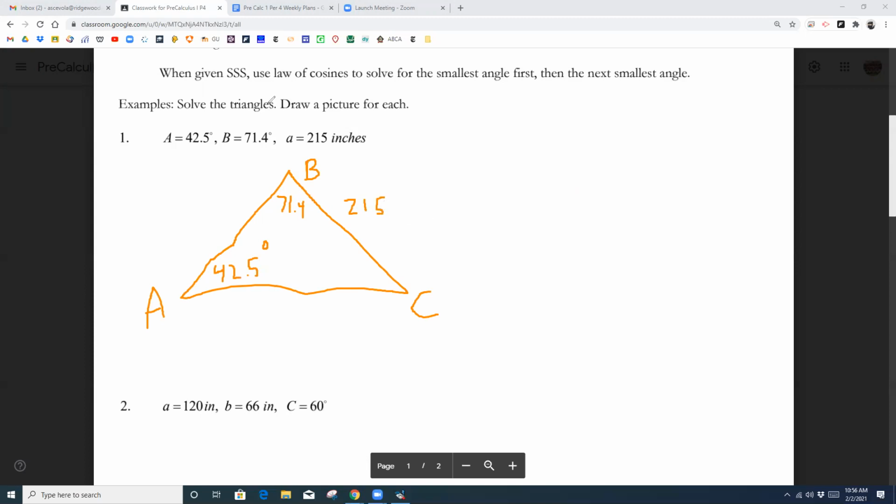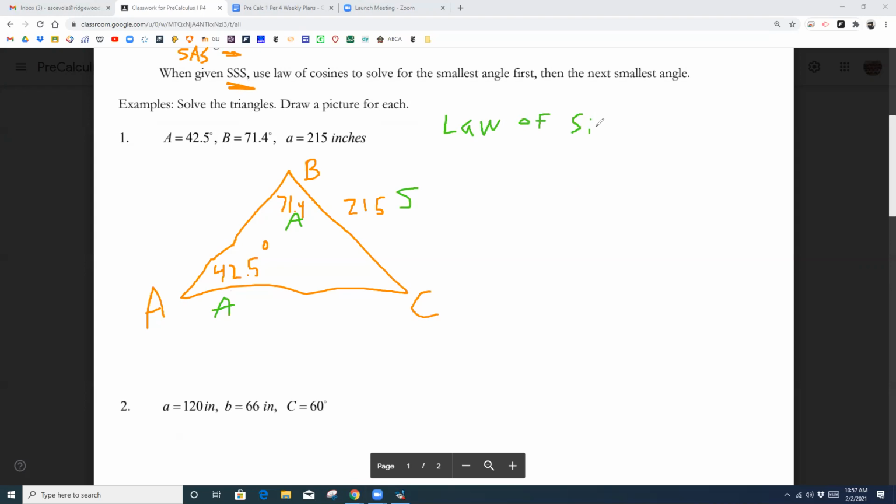Now, if you read up on the top, I can't scroll up or else I'll lose the picture here, but it says use the law of cosines for side angle side or side side side. Now this is angle angle side. So this would be a time where we use the law of sines. So we don't need to use the law of cosines here.